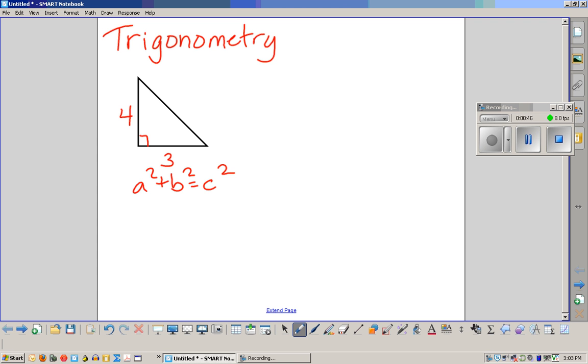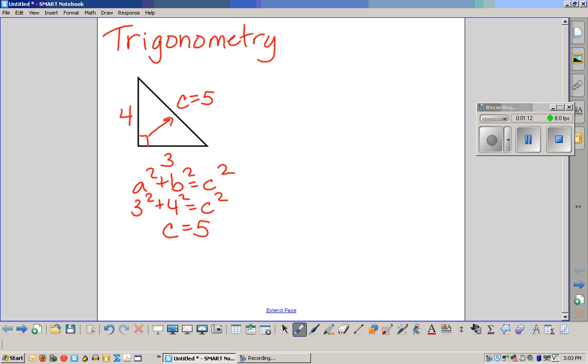In particular here, what I'm looking for is the hypotenuse. The hypotenuse is located across from the 90-degree angle. So let's call this our C. We're going to substitute in our values and solve for C. And we know that C is 5. You could try that one on your own if you don't want to believe me, but we know that 3, 4, 5 is a Pythagorean triple, right?